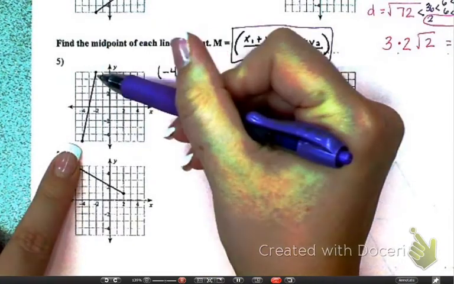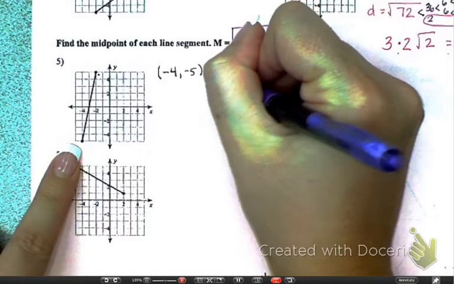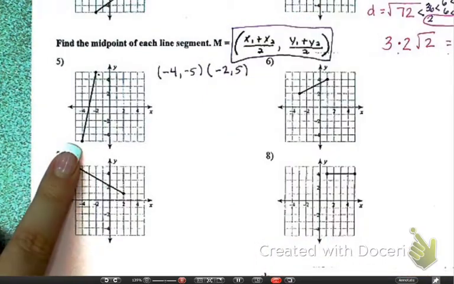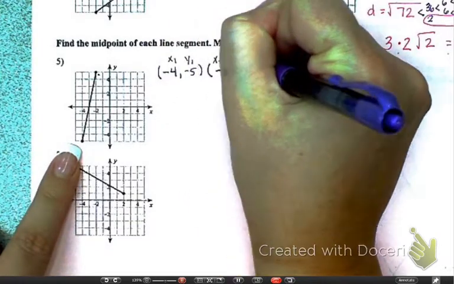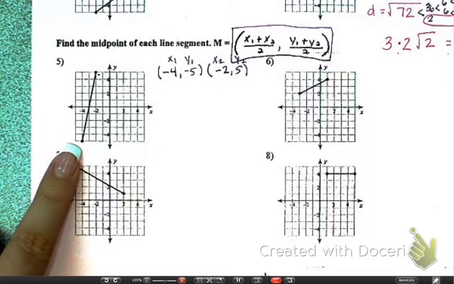What about this top one? -2, 5. And just like before, I recommend that you label your points: x1, y1, x2, y2. Is it -3, 0? Okay, but you need to solve it. I agree with you, it is. But we're going to actually solve it because you won't always have a graph. What is a midpoint? The middle between the points. The point that is in the middle of the line, or segment.